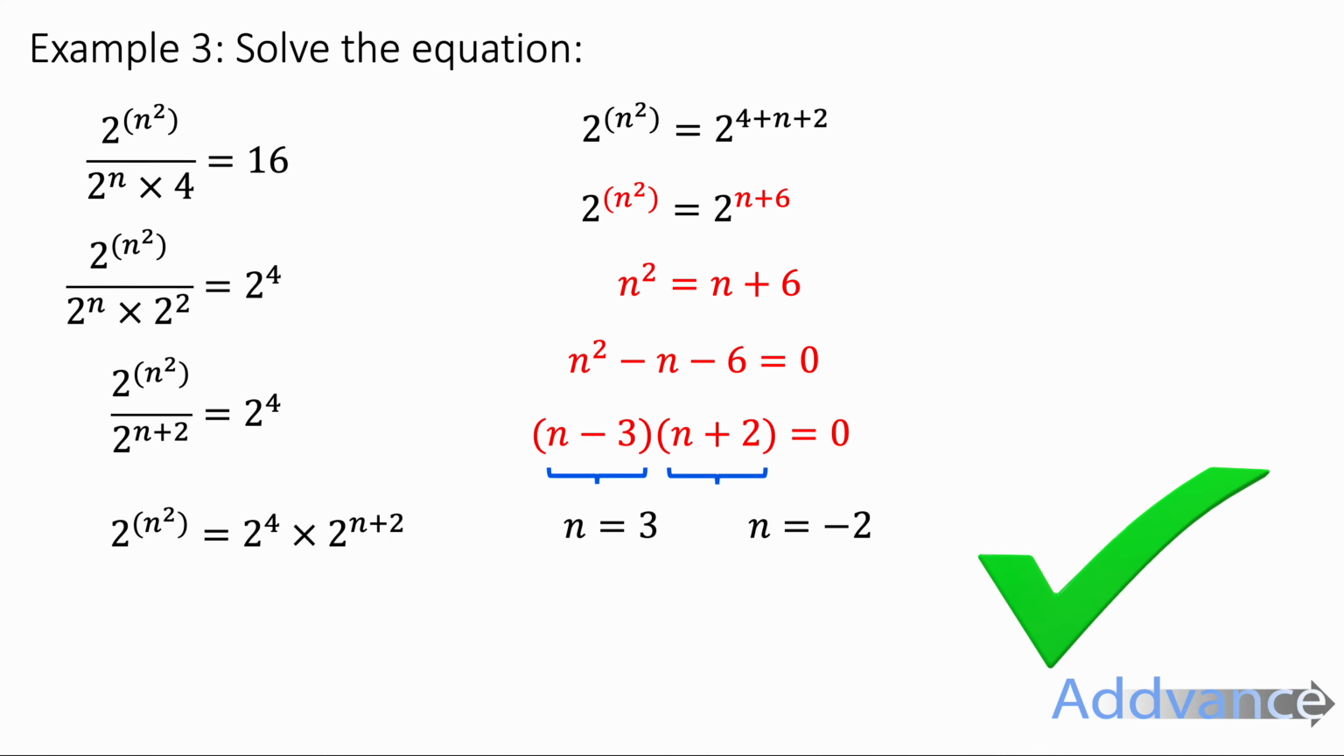Now, either of those make sense in the context of the question. We don't have to choose a positive one here because there's no reason why it has to be positive. In other questions, the context may mean that you have to choose a positive answer, but for this one, it can be either n equals 3 or n equals minus 2. Both are fine. And we've solved that problem there.